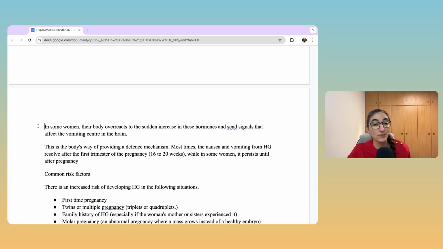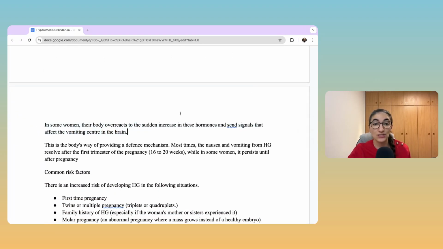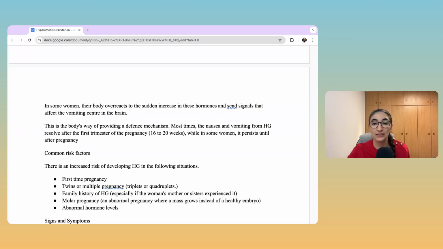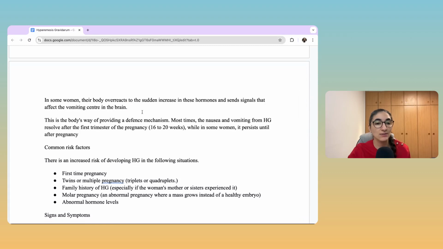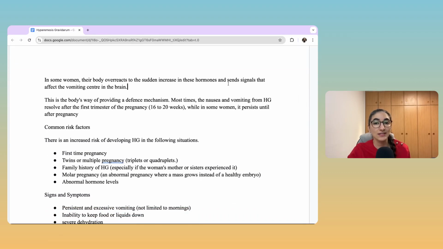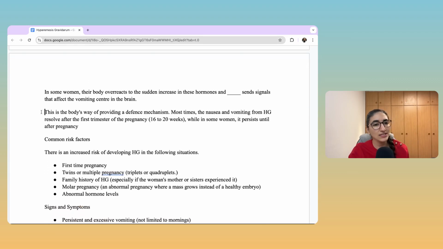And then it says, in some women, their body overreacts to the sudden increase in these hormones and sends signals that affect the vomiting center in the brain. So something sends signals, but there's a little bit of a gap here. So what's actually sending signals? Is it nerves? And where are those nerves placed? So we need a little bit of a clearer picture of the cause. This is the body's way of providing a defense mechanism.